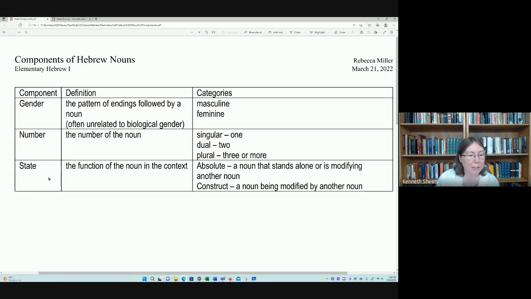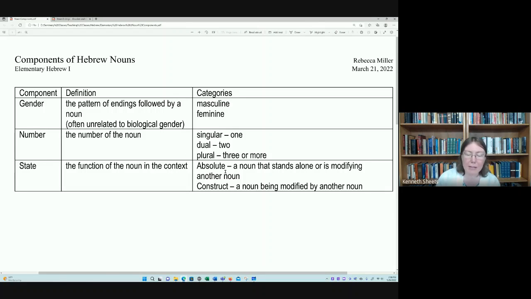Then we also have state, which refers to the function of the noun in the context. You have the absolute noun, which is a noun that stands alone or is modifying another noun. And then there is also the construct noun, which is a noun that is being modified by another noun.